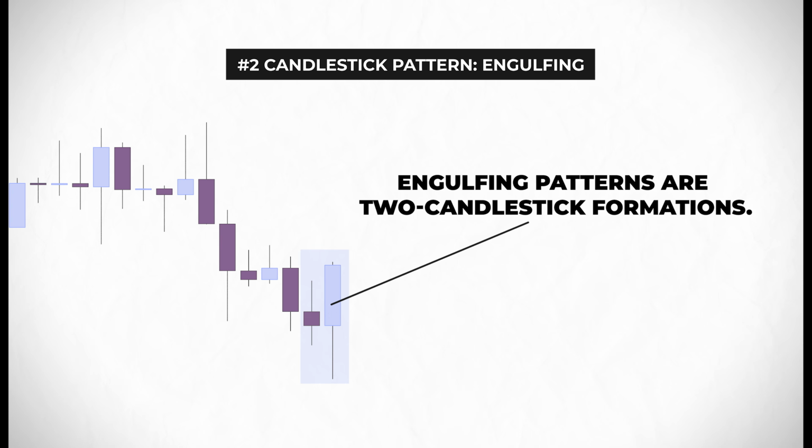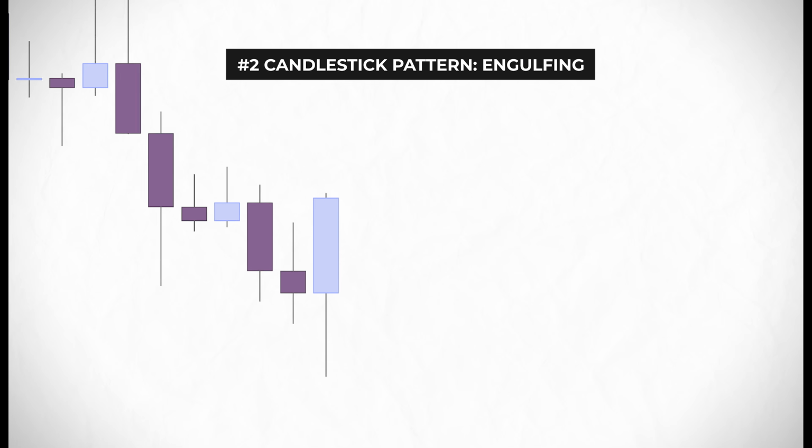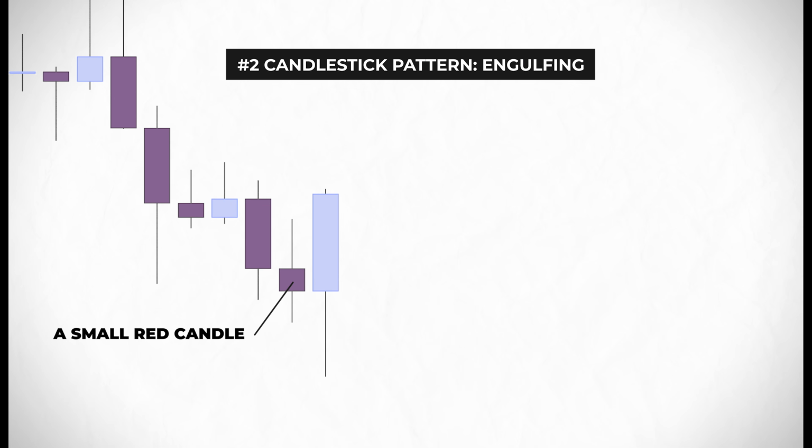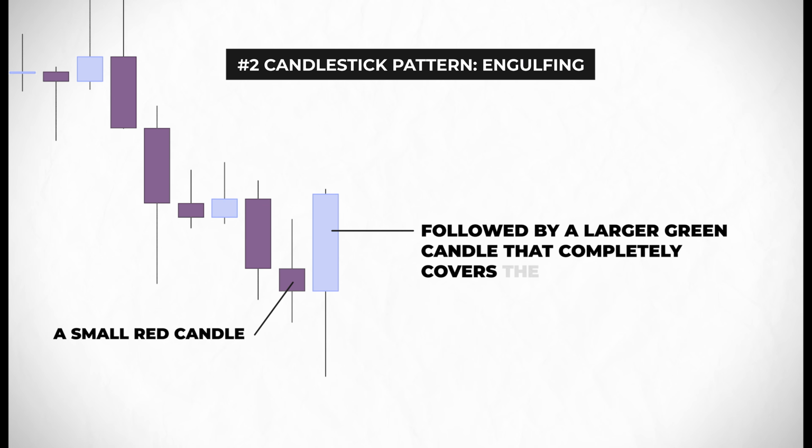So moving on, we have engulfing patterns, and engulfing patterns are two candlestick formations that signal a potential reversal in a market trend. Now, in a bullish engulfing pattern, a small red candle is followed by a large green candle that completely covers the first one, and this setup indicates a very strong shift from selling to buying pressure, and that often suggests the beginning of an upward trend.